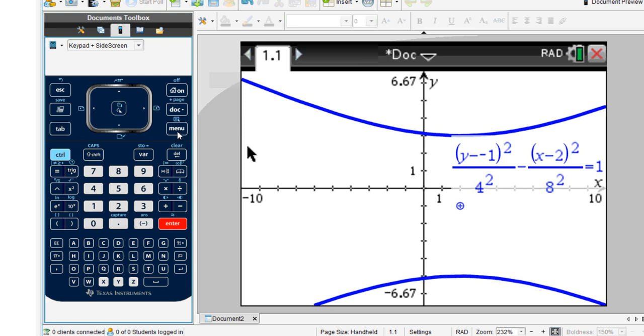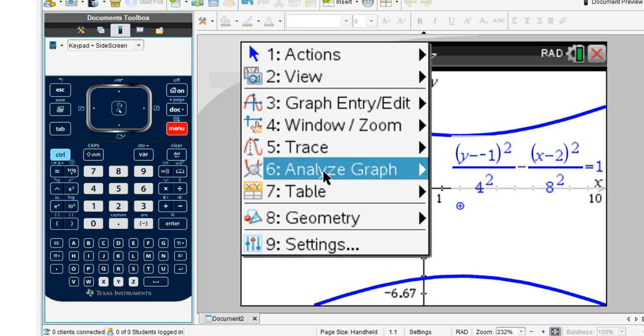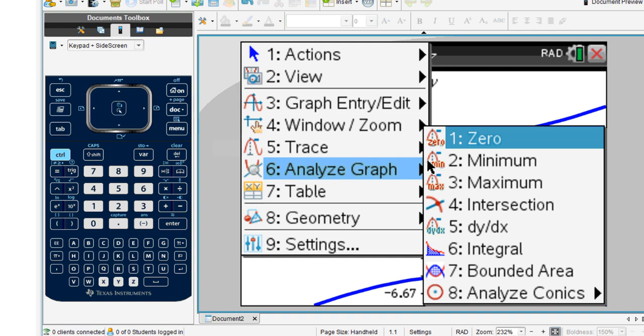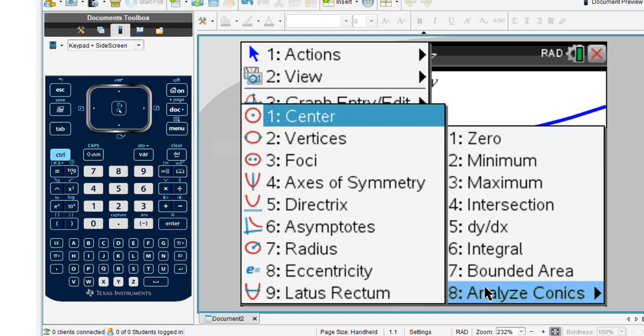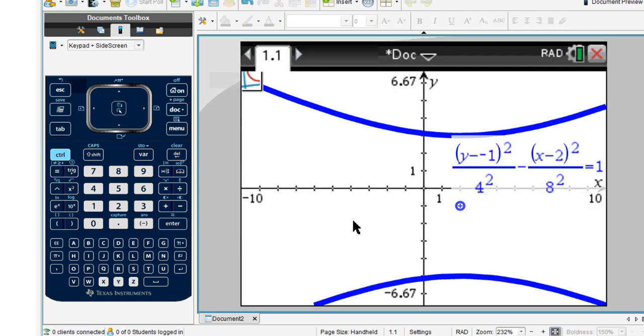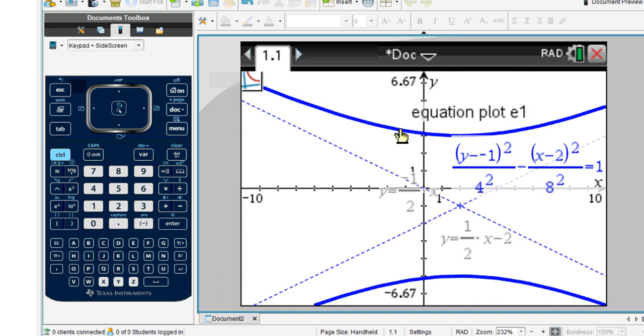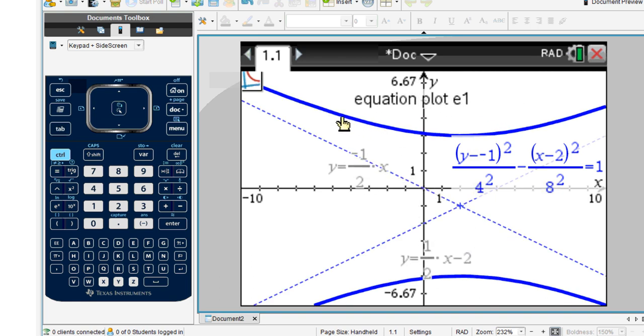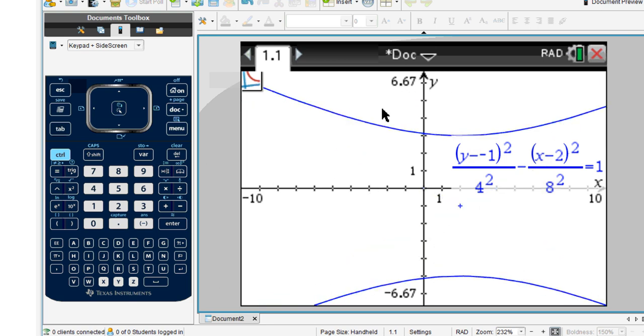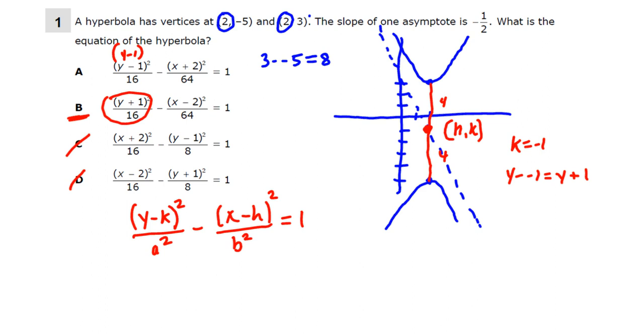And now we're going to get our asymptote. Control, analyze graph, analyze conics, and we're going to look at asymptotes. And here you see this one, y equals negative 1/2 x. So that is going to be it. All verified. B is our correct answer.